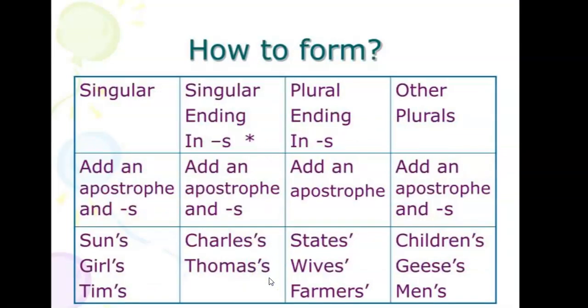So, how to form the possessive? For a singular noun, and for a plural noun not ending in s, add an apostrophe and s. For example, son's, girl's, teen's, Charles's, Thomas's, state's, wife's, and farmer's. Other forms are children's, geese's, men's. For a plural noun ending in s, add only an apostrophe.